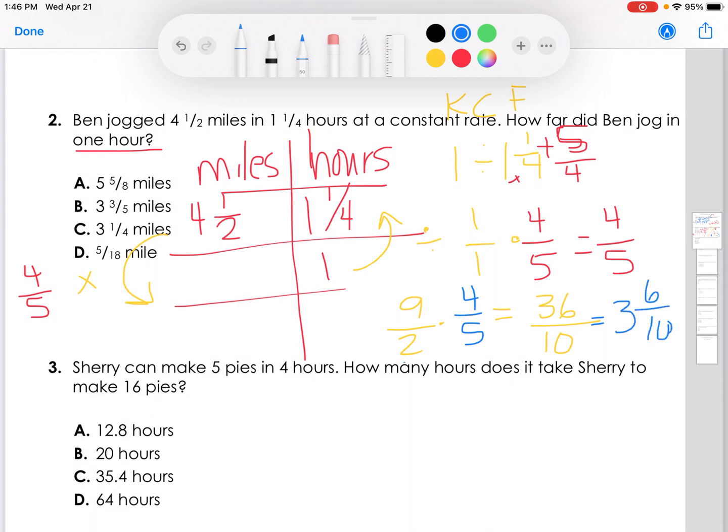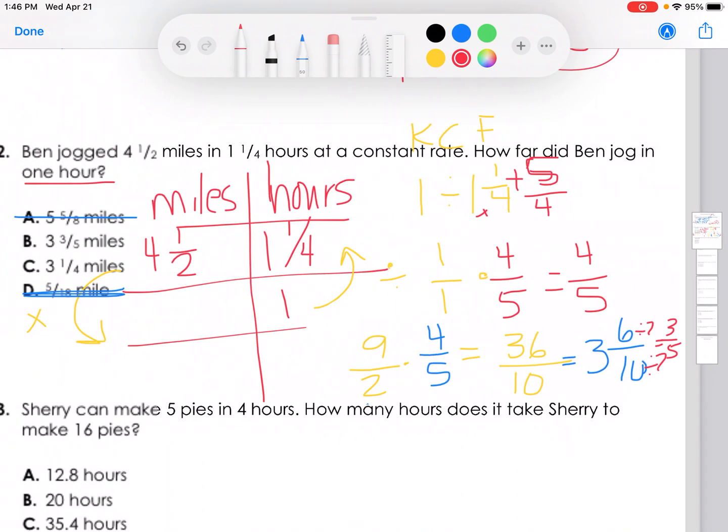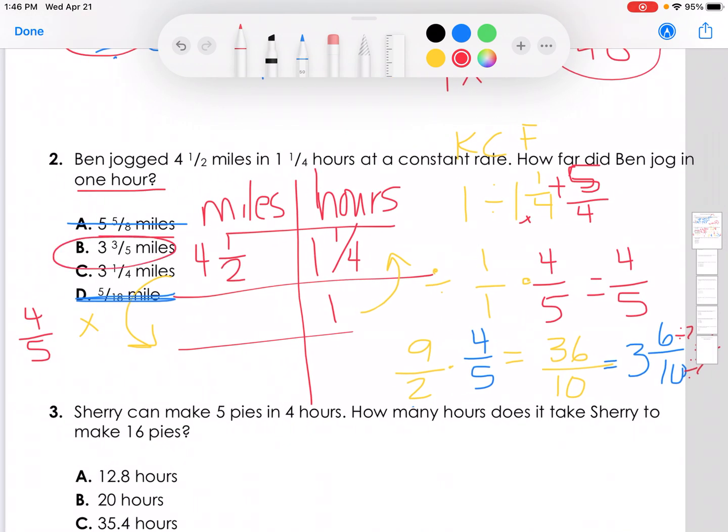So at this point, I'm going to take a look at my answer choices. I can eliminate A. I can eliminate D. So I have to decide if this is the same as 3 3/5 or 3 1/4. Well, 6/10 reduces, so if I divide by 2 in the numerator and the denominator, I get 3/5. So 3 3/5. So my answer has to be B.